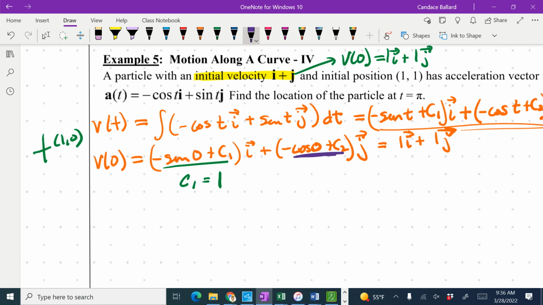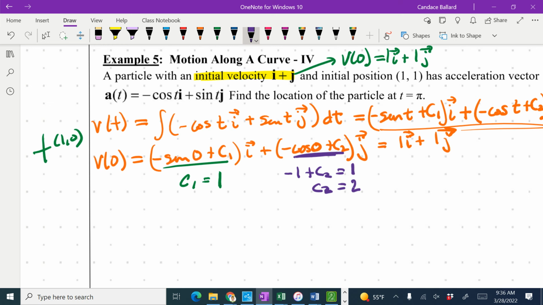All right, now I'm going to look at this component. What is cosine of 0? So I'm going to end up with negative 1, correct? Plus c sub 2 equals 1. So what's c sub 2 equal to? 2. This is a little bit more interesting than last time, right? We got those silly zeros last time, so it didn't make a whole lot of sense what we were doing. But now hopefully you're seeing it can be something other than 0 there. So it's going to integrate a little bit differently on our position function.